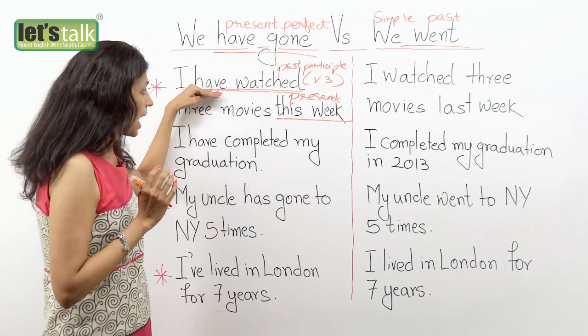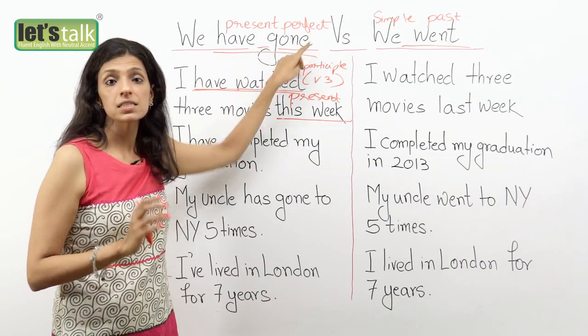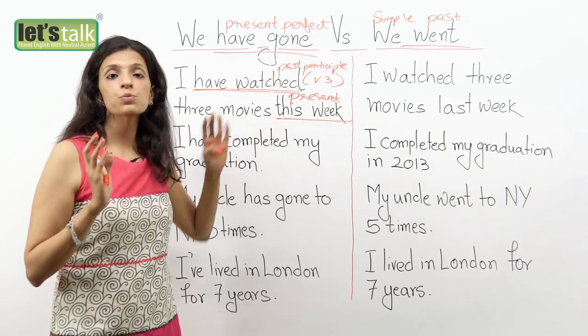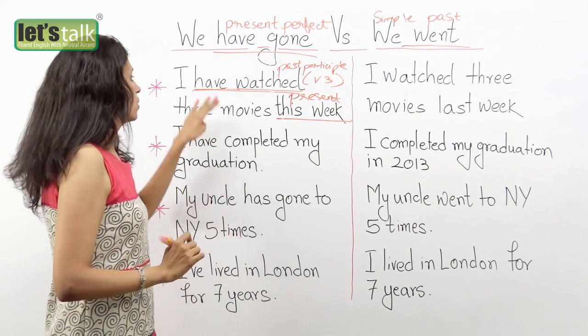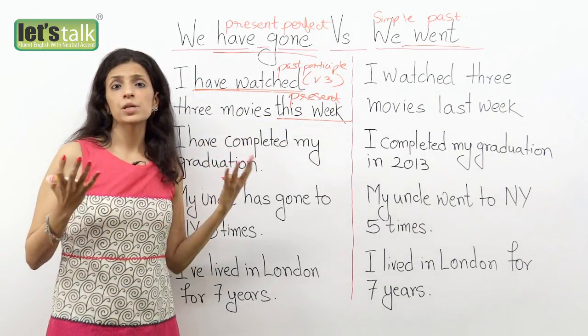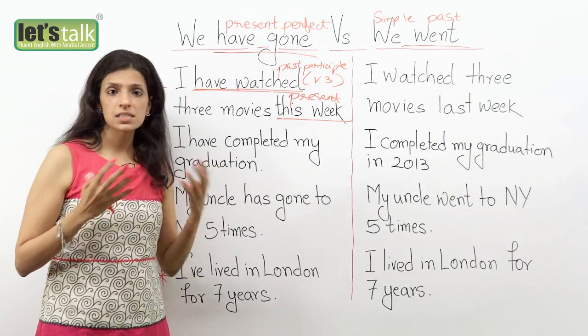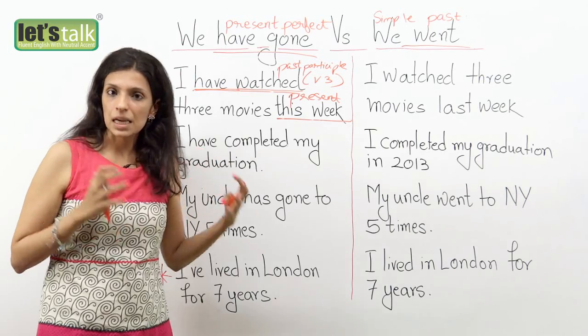So when you see have with the verb in the third form, you are using a present perfect tense, and once again you use it when you talk about something in the present or you link something in the present. Okay, so I have watched 3 movies this week. This week is present. Now say for example today, this morning, this year, this month. All these are current situations, current time frame.